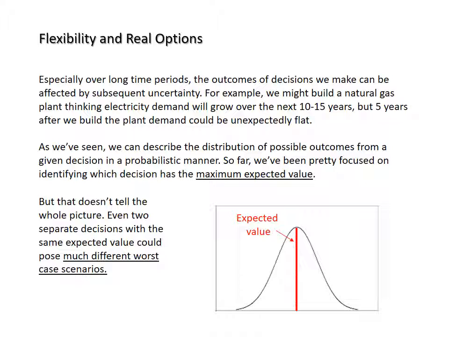And so what we've looked at so far is maximizing expected value from different choices, and going with the choice that results in the biggest mean value, right? But that doesn't tell us the whole picture, because we could have two separate decisions with the same expected value, but they could pose much different worst case scenarios. And so we have to think about not only the mean, but also the variance, or the shape of the distribution as well.